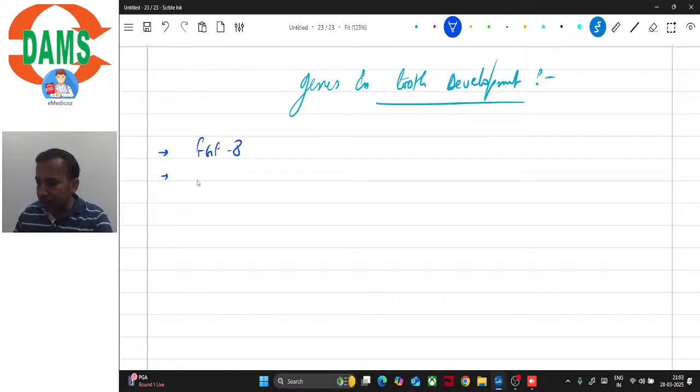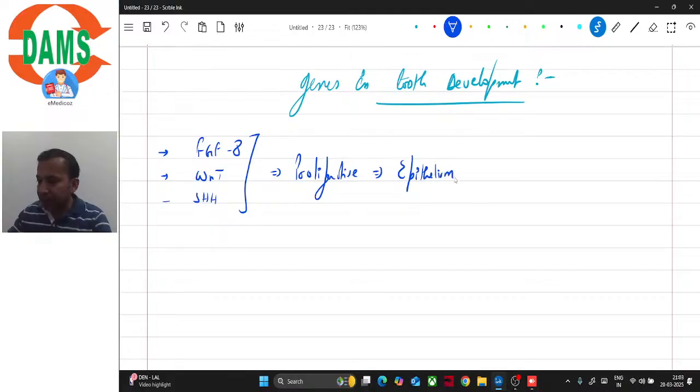FGF8, WNT, SHH. All of these are proliferative, and they are all expressed in the epithelium. There is only a single inhibitory gene, that is BMP2 and 4. These are inhibitory and they are expressed in connective tissue, or you can say ectomesenchyme.